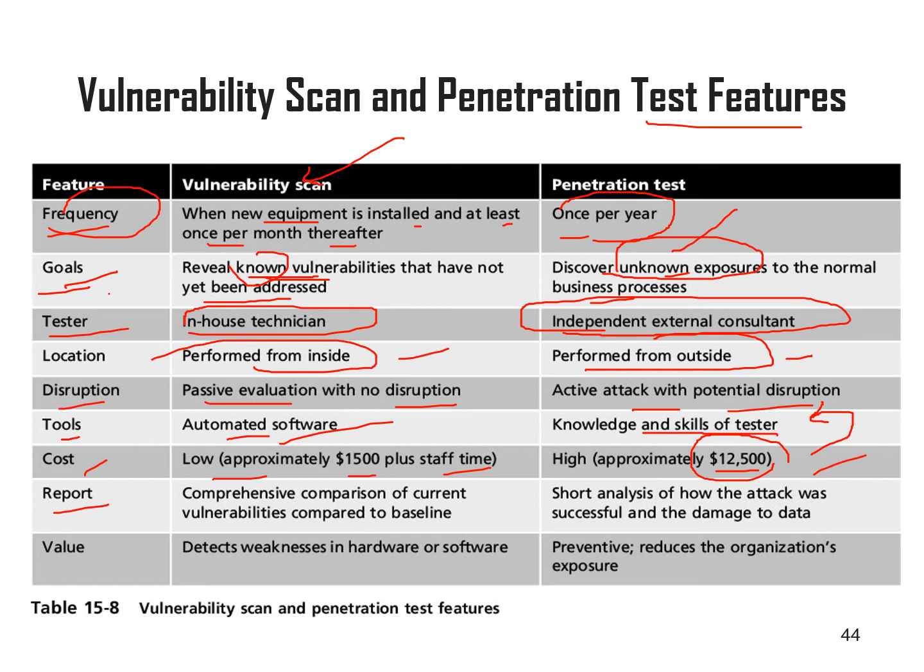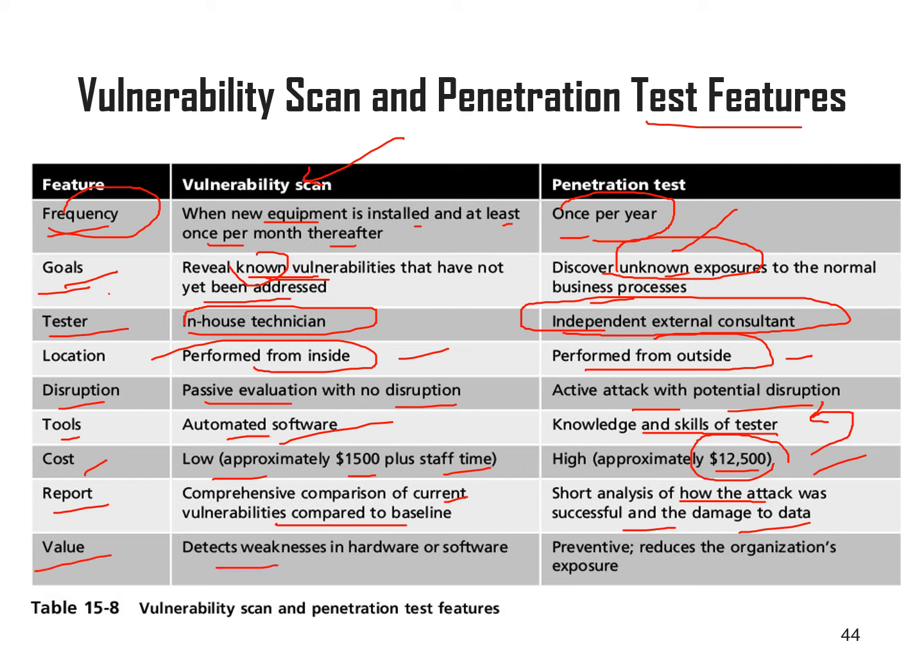Report: a comprehensive comparison of the current vulnerabilities compared to the baseline. As I said earlier, there is a baseline report already there. They run this automated vulnerability scanner, generate the report, and compare it to the baseline. This is vulnerability scanning. Here, a short analysis of how the attack was successful and the damage to the data. So the report is on an analysis basis: how the attack was successful and the damage done. That is the report in penetration testing.